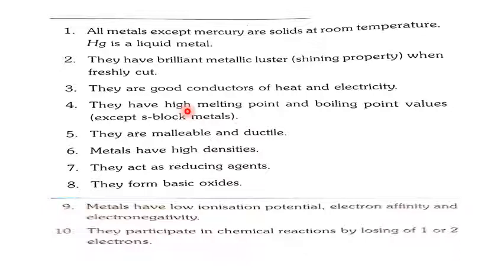Generally, metals are solid. Generally, solids' melting and boiling point values are high, except S-block elements. S-block elements' melting and boiling point values are low. Why? Because S-block elements are not so hard, they are very smooth. It means S-block elements are very soft, and the remaining elements are very hard and strong.